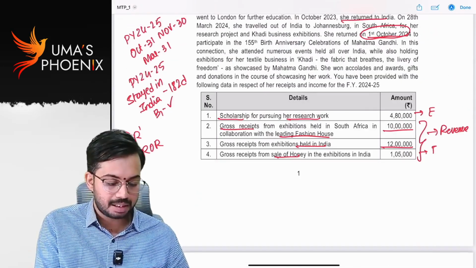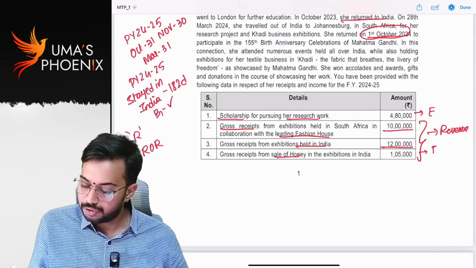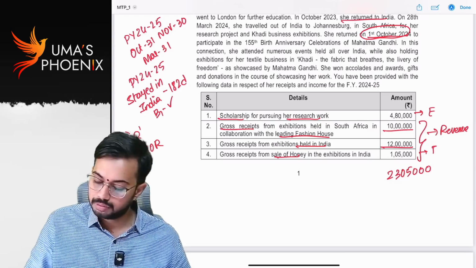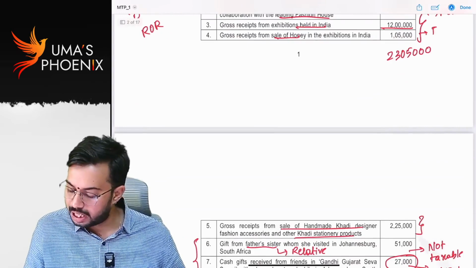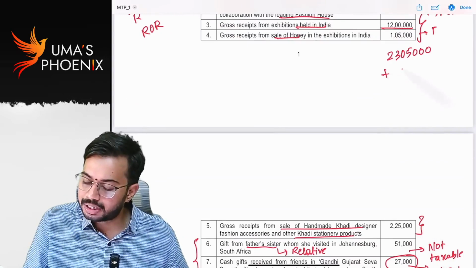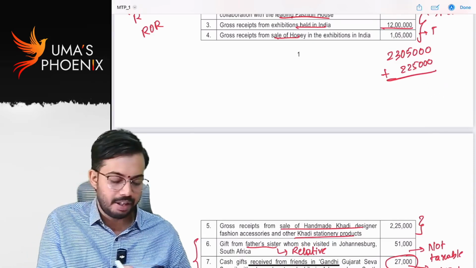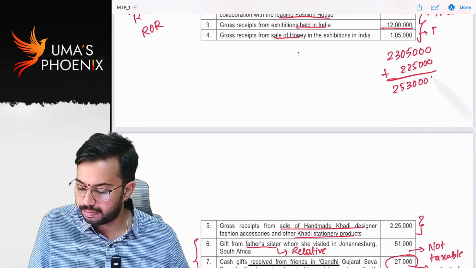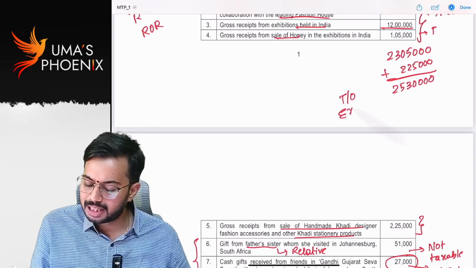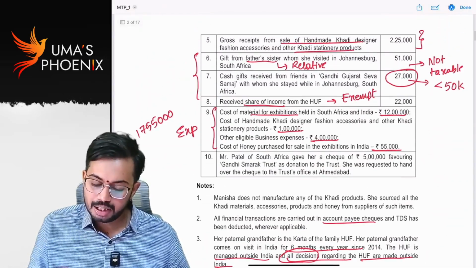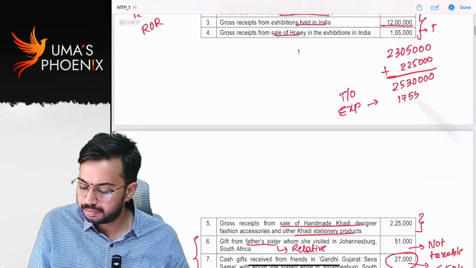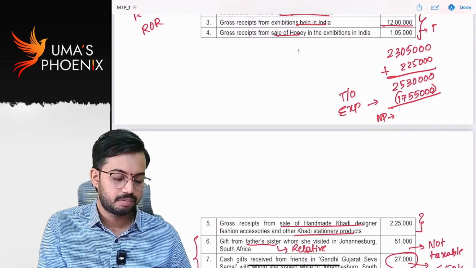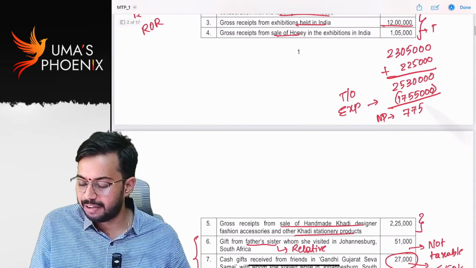Revenue: 10 lakh plus 12 lakh plus 1 lakh 5,000. 23 lakh 5,000 is revenue. Okay. No, you also need to consider 2 lakh 25,000. 23 lakh 5,000 plus 2 lakh 25,000. How much is revenue? Revenue is 25 lakh 30,000. This is turnover. How much are expenses? Expenses are 17 lakh 55,000. So how much is profit? Profit is 7 lakh 75,000.